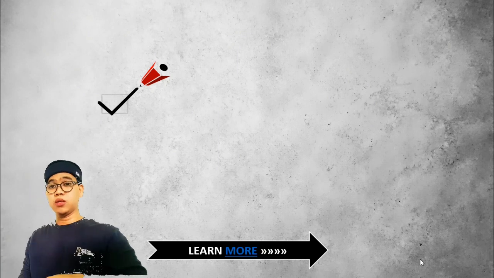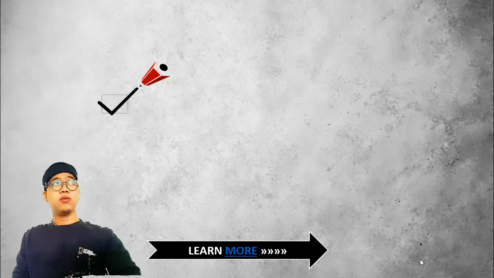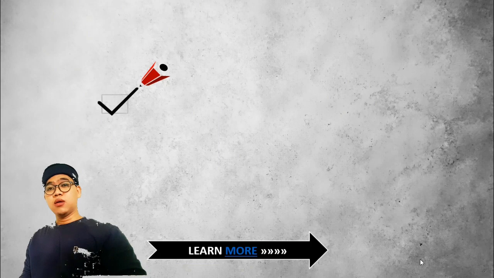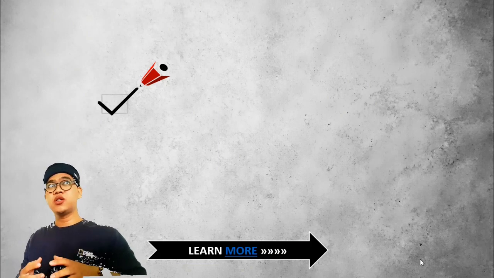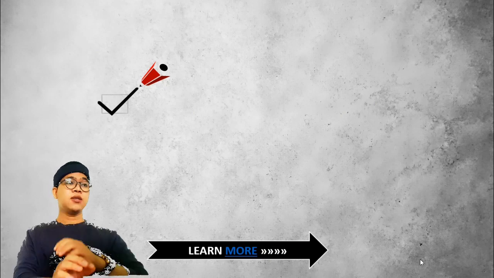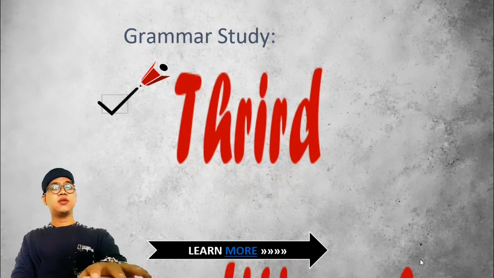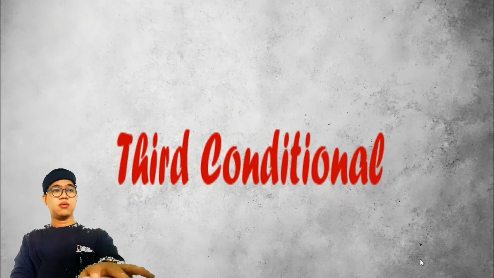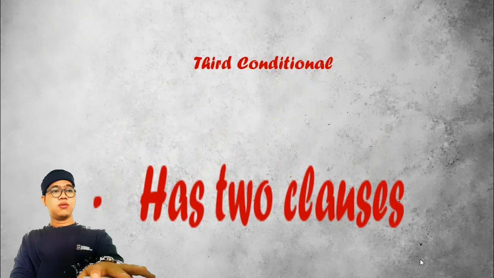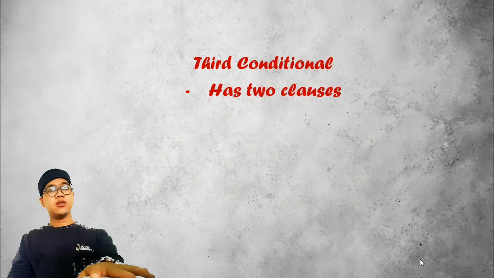We're going to learn about one part of the grammar. It's about conditional sentences. So today we're going to talk about the third conditional sentences. Okay, first, the third conditional sentences has two clauses.